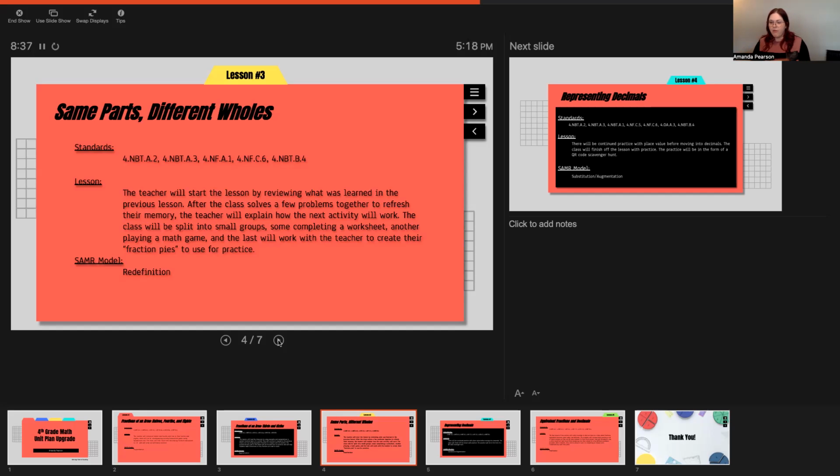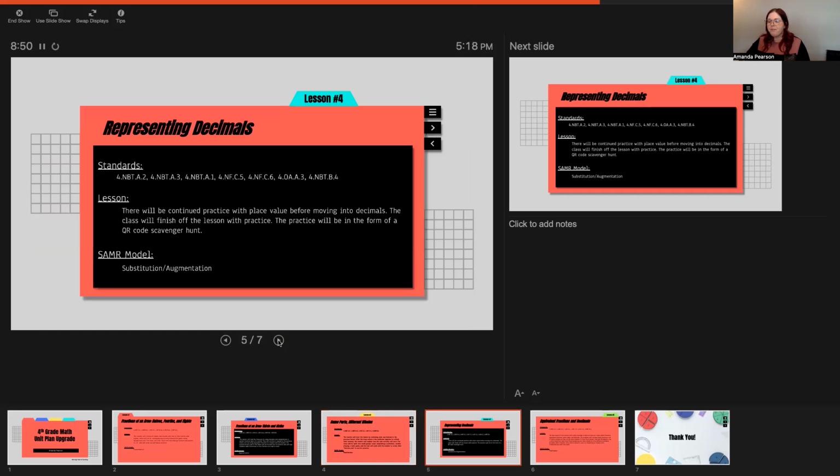So it's kind of the full circle of switching up the lesson, which I thought really made sense as far as redefining the lesson. So that's where I put it on the SAMR model.